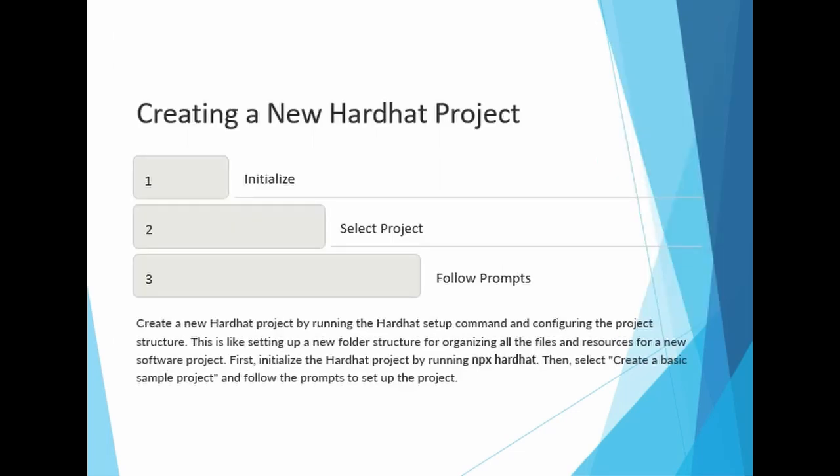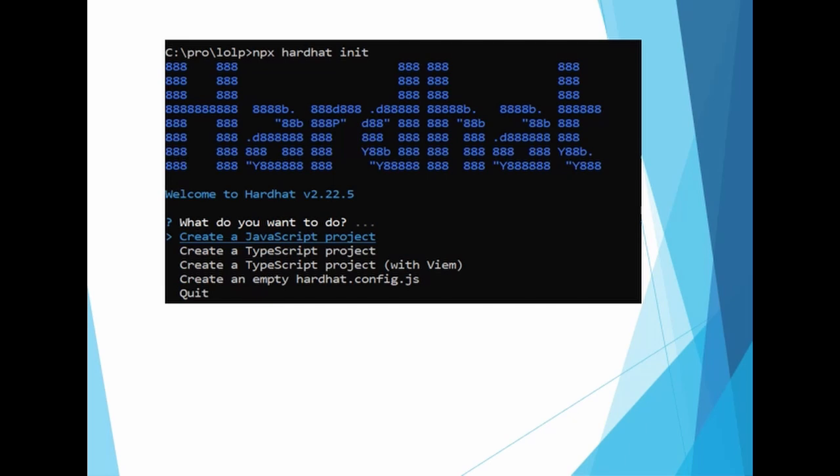To create a new Hardhat project, we first initialize the project by running the command npx hardhat. This opens the Hardhat setup command. Then choose create a basic sample project and then just follow the prompts to create your project. This is how the Hardhat setup command looks like in the command prompt.